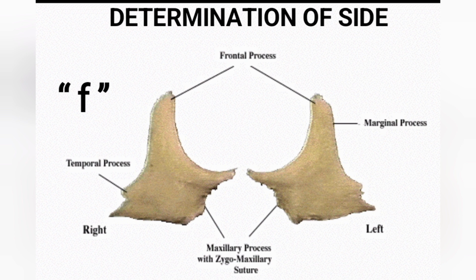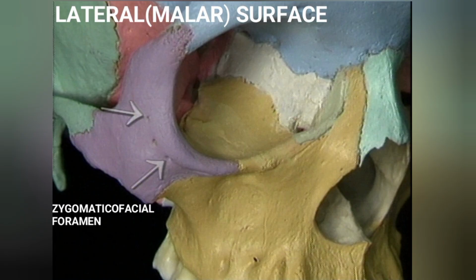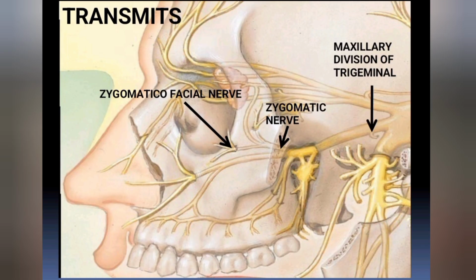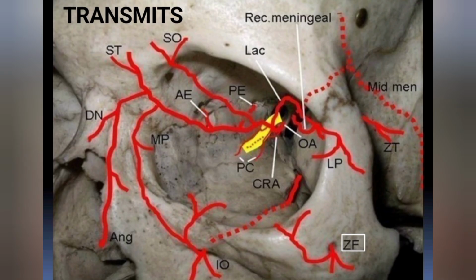The lateral surface is convex and the posterior superior border is in the shape of the letter F. The lateral surface presents the zygomaticofacial foramen. The zygomaticofacial foramen transmits the zygomaticofacial nerve, a branch of the maxillary division of the trigeminal nerve. It also transmits the zygomaticofacial artery, a branch of the lacrimal artery.